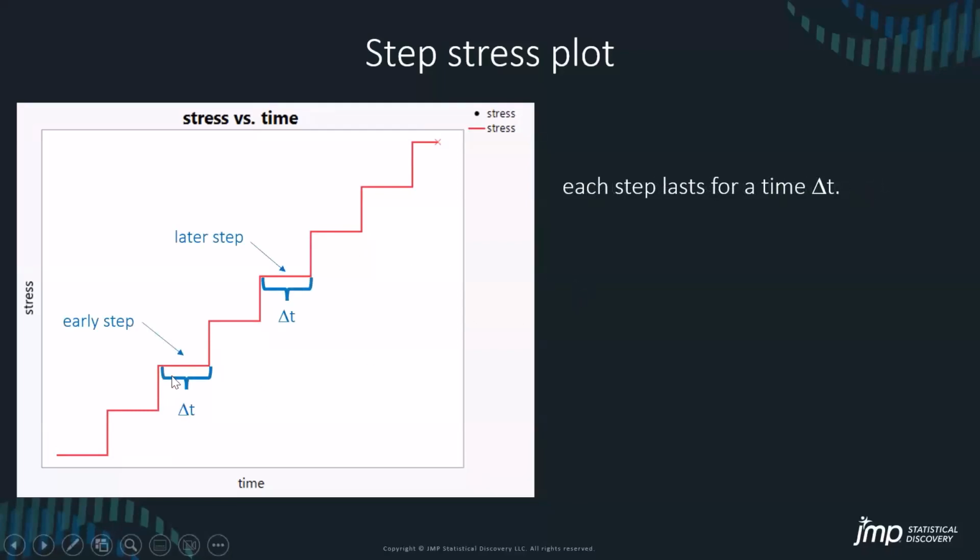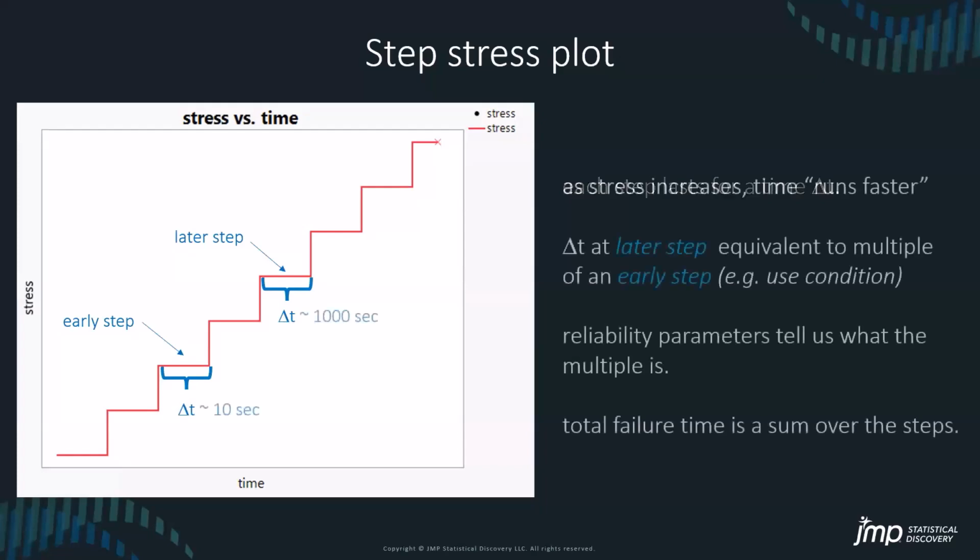And here I've drawn it so that the delta t's, the length of time spent at each step, is the same in the lab. So this might be 5 seconds or 10 seconds or something. This is 10 seconds, this is 10 seconds, all the way up until the last step, and failed. But remember what I said before, that when we run tests at higher stress, we're changing the clock. Okay, we're making the clock run faster.